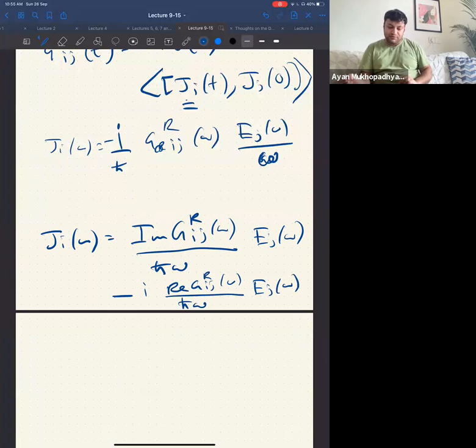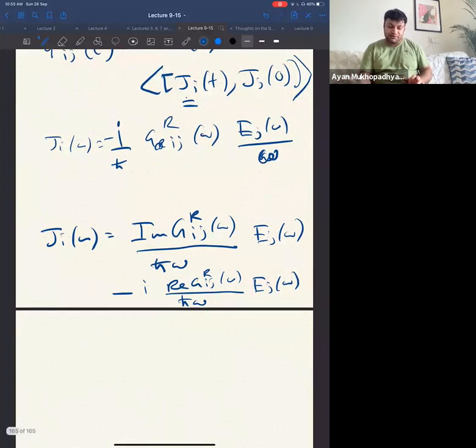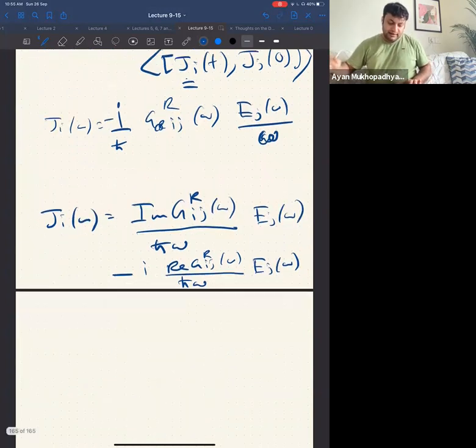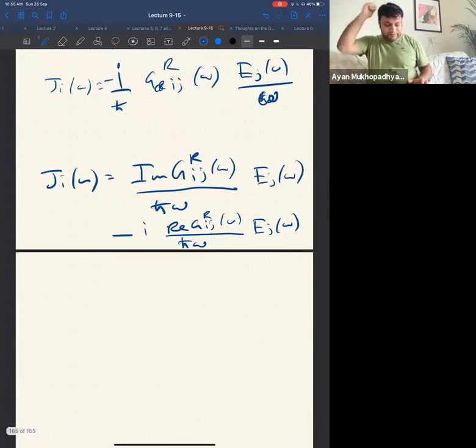So for the moment, what we are interested in is the real part of the current, not the imaginary part, because first of all, J i is real, but the Fourier transform is not real, right? The Fourier transform of a real function need not be real. So you only need J i star of omega is J i of minus omega. Okay, so let us, for the moment, forget this imaginary part.